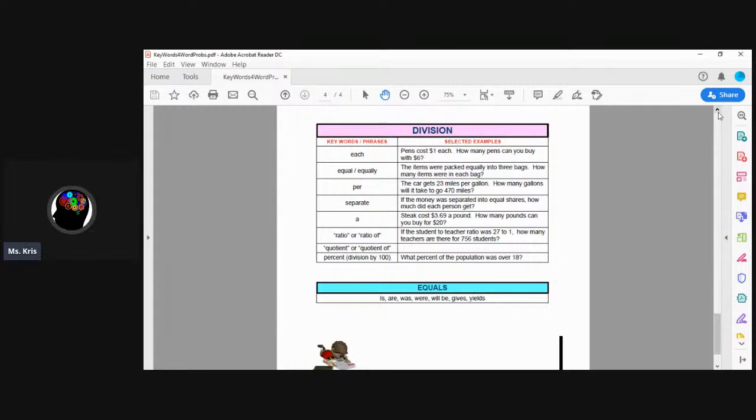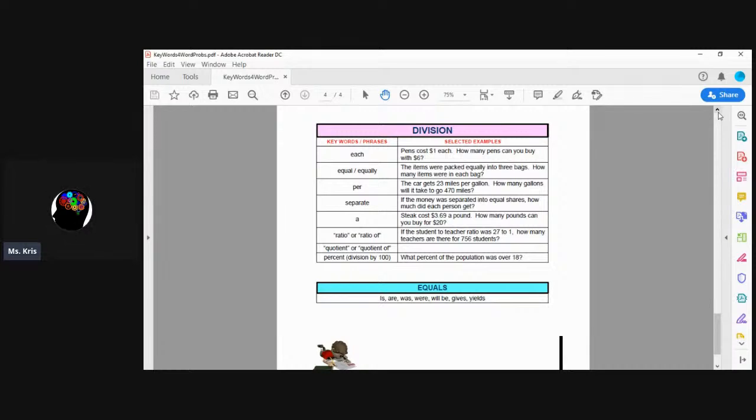So of course, we would take that 756 and we would divide it by 27 because we want to make sure we evenly distribute our students per teacher. So if one teacher handles 27 students, I would take my 756 students and divide them into groups of 27. How many groups of 27 would I have for 756 students? Well, 756 divided by 27 is 28.